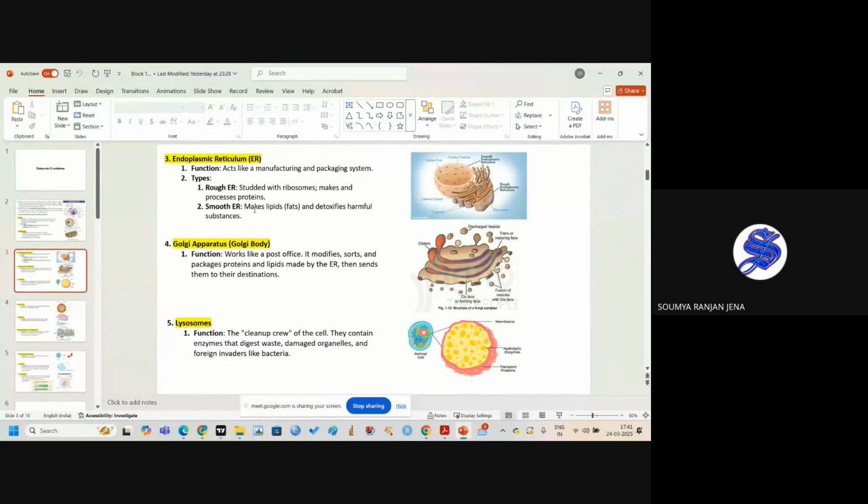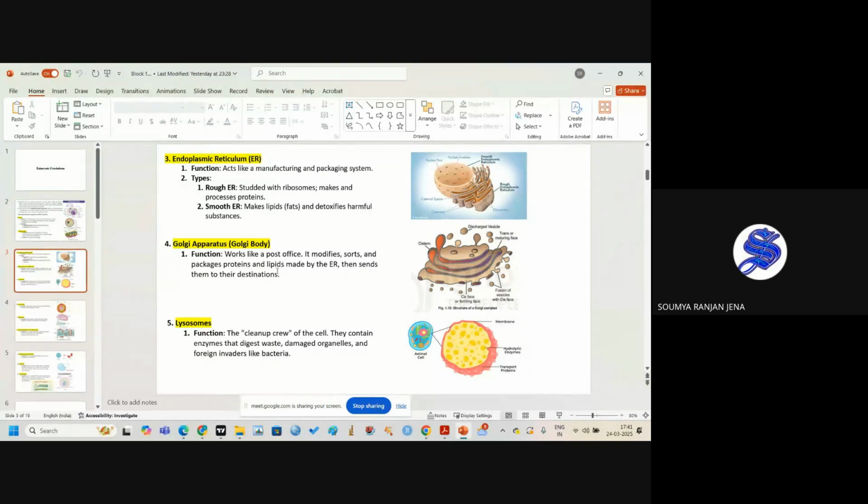And smooth endoplasmic reticulum makes lipids. This is the important part. Smooth endoplasmic reticulum makes lipids and detoxifies harmful substances, that is xenobiotic substances. This smooth endoplasmic reticulum has one protein called cytochrome P450, which detoxifies all the xenobiotic substances inside the endoplasmic reticulum. And the fourth one is the Golgi apparatus.